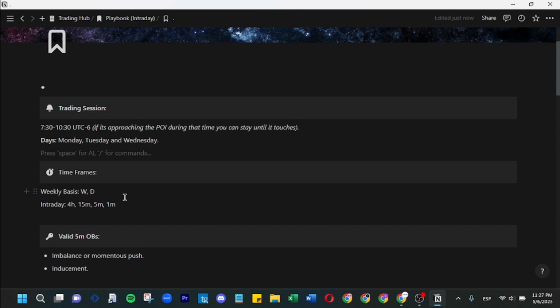So on a weekly basis, I check the weekly and the daily time frame. And from an intraday perspective, every single day, I check the 4 hour, 15 minute, and 5 minute, right? I also put the 1 minute because that's my execution time frame. Before I put this fixed, quote unquote, time frame, I usually was looking at 1 minute and sometimes at 3 minute, and now my execution time frame is the 1 minute, just as a setup.